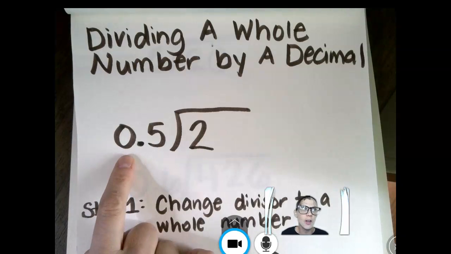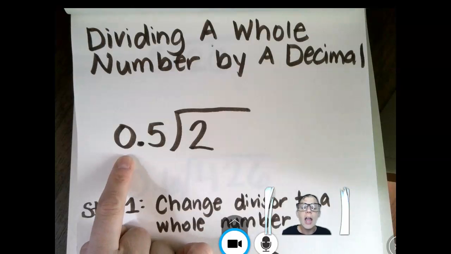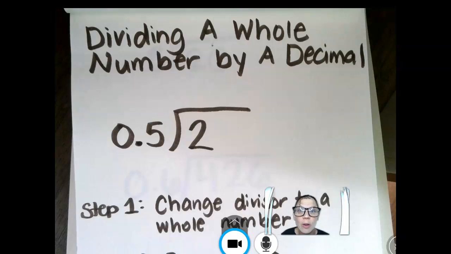So every single problem you are going to see today, your divisor is a decimal. And you, my friends, are going to have to fix it. But I'm going to show you how to do it, and you're going to feel like such a smart mathematician when all of this is done. Because these problems look super complicated, but they're actually super easy.